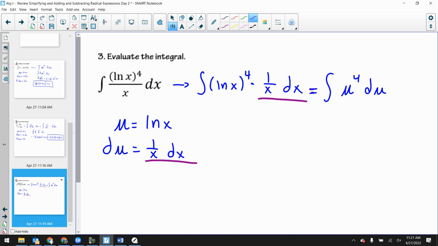And now we find the antiderivative of u to the 4th. So u to the 5th over 5 plus c, which is quite simply just, okay, u is ln of x. So ln of x to the 5th over 5 plus c.